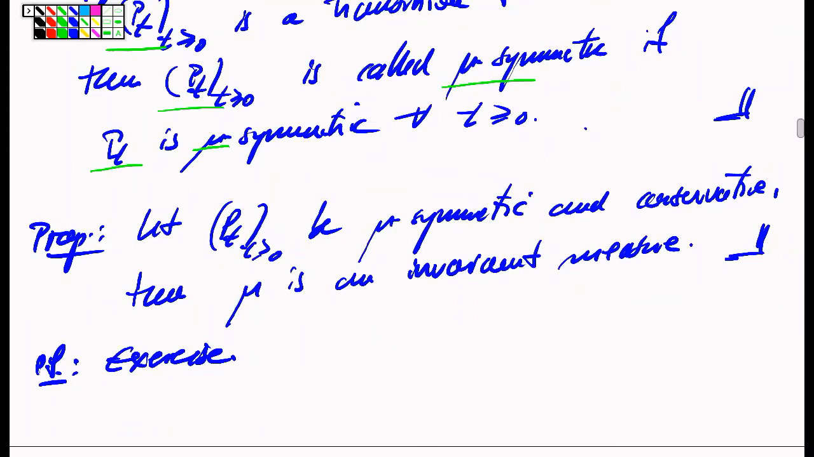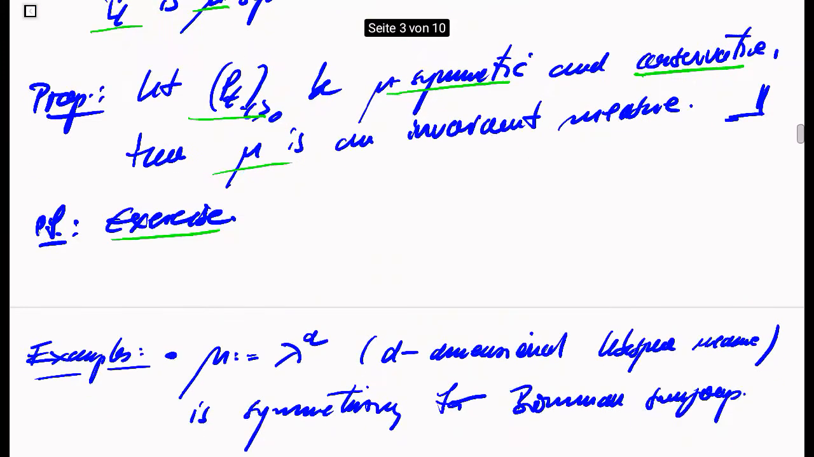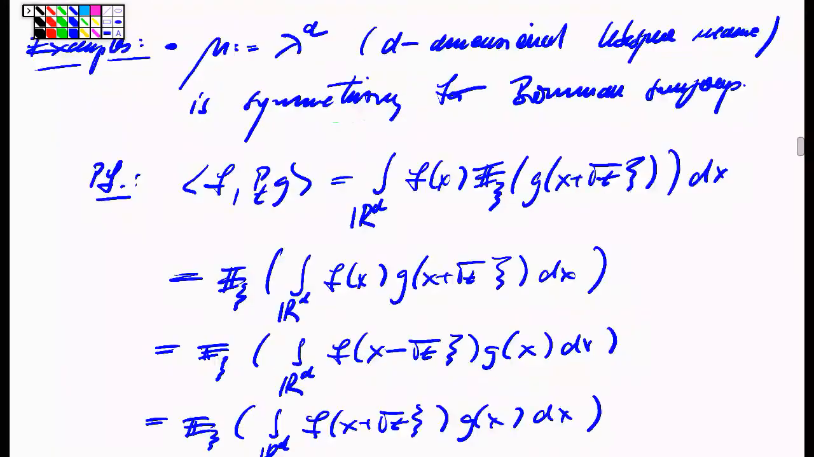Okay, here we have again this remark that I just mentioned shortly before, that if we have a mu symmetric transition function, and if it is conservative, then mu is automatically an invariant measure. The proof of this is left as a simple exercise. The remainder of this session is devoted to the discussion of a few examples, essentially.